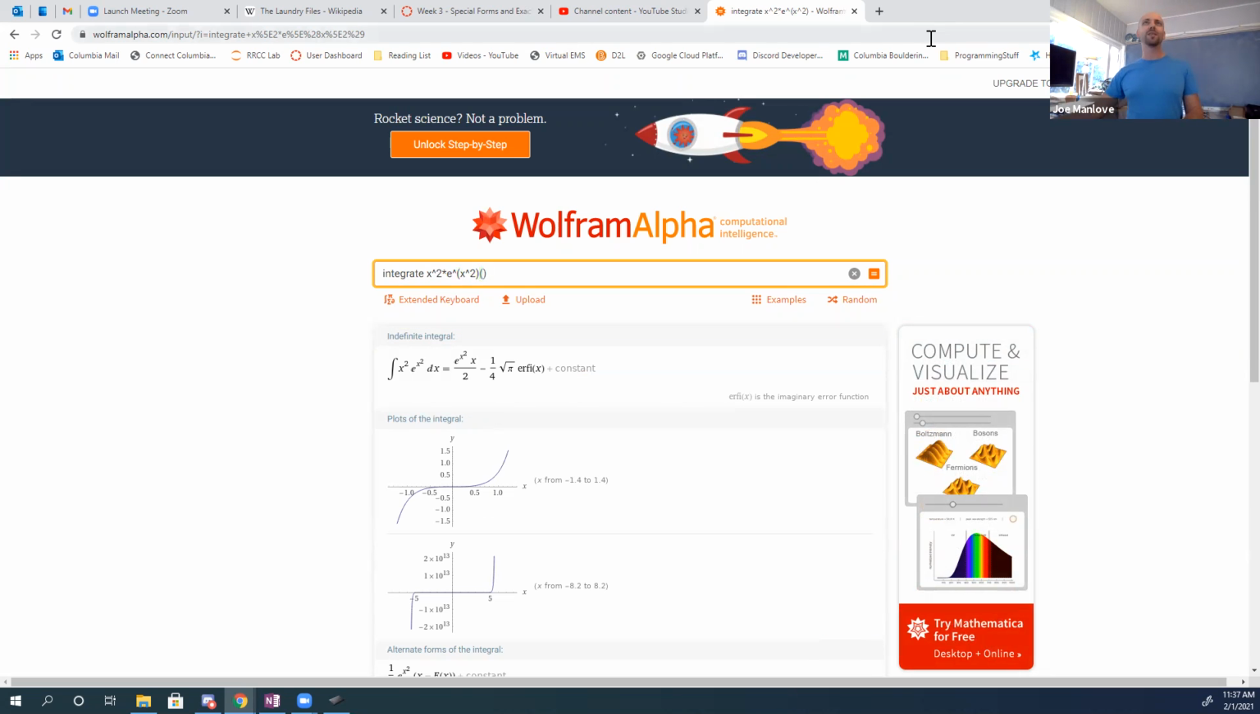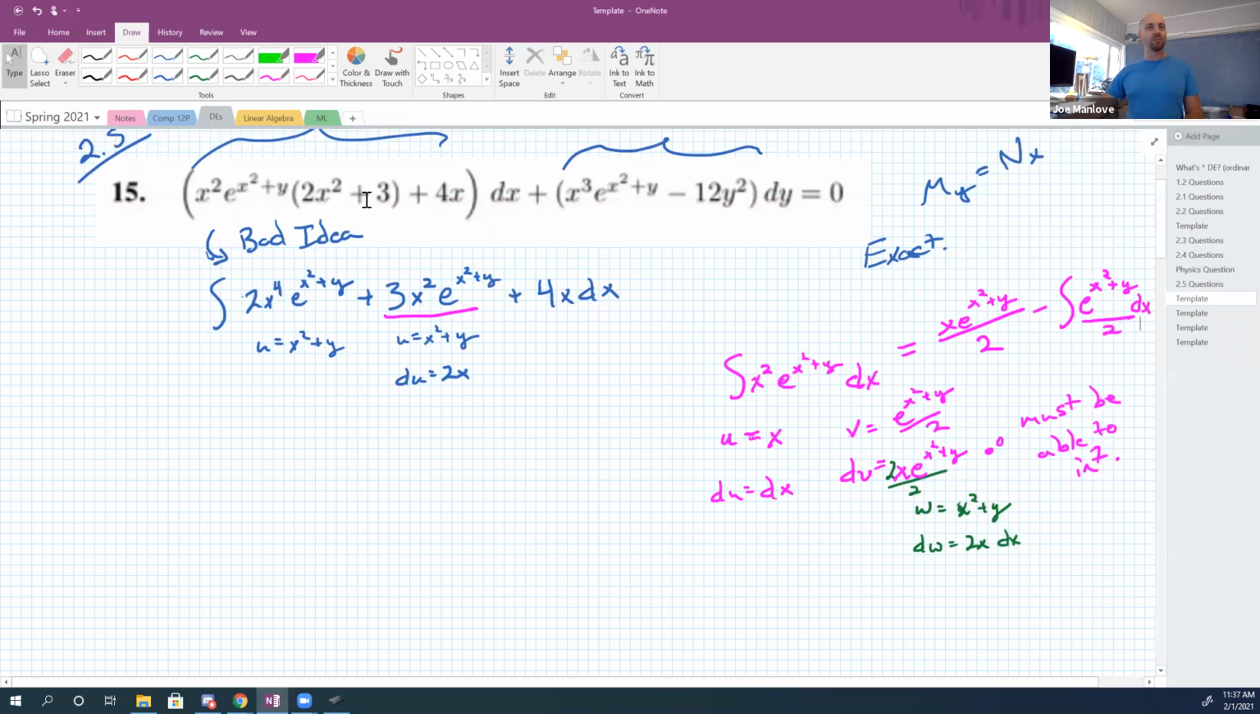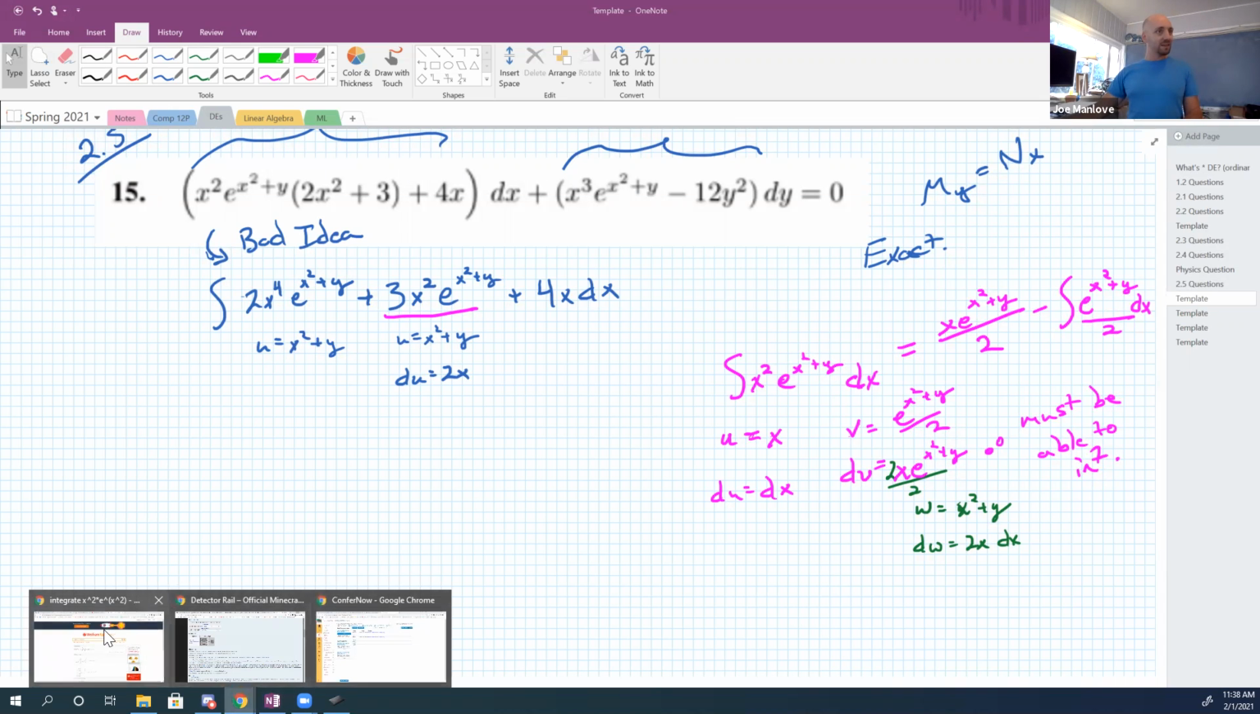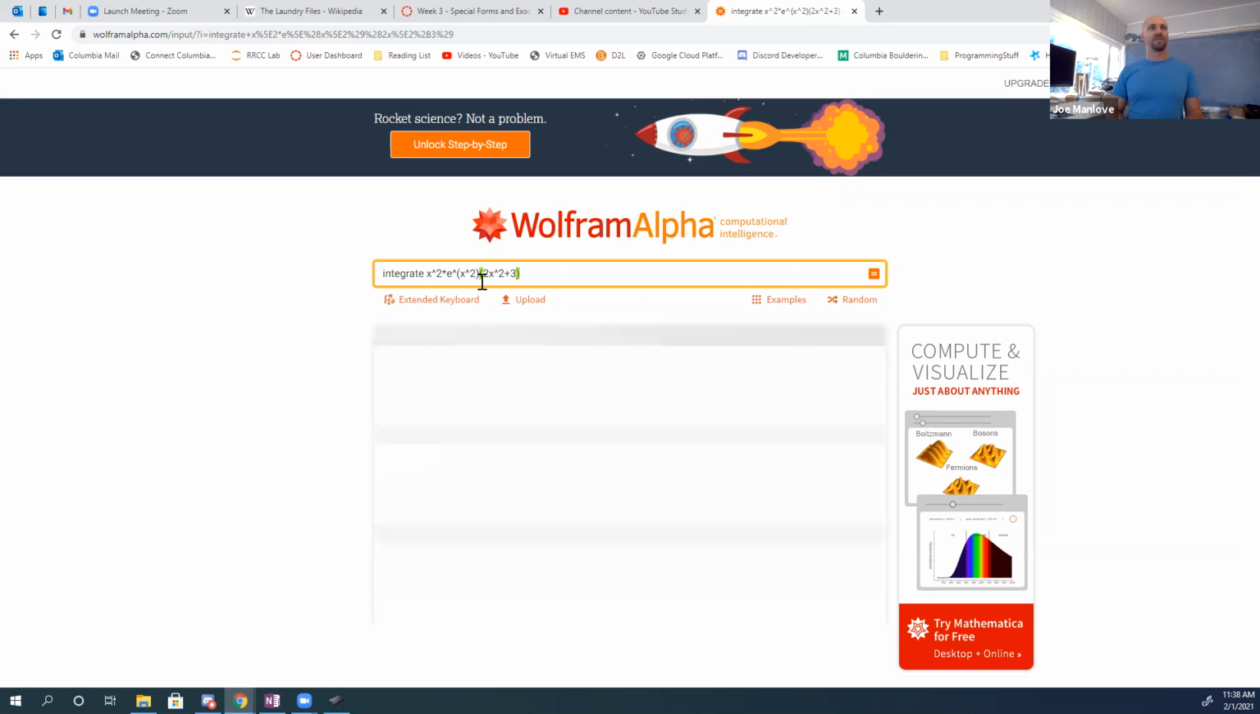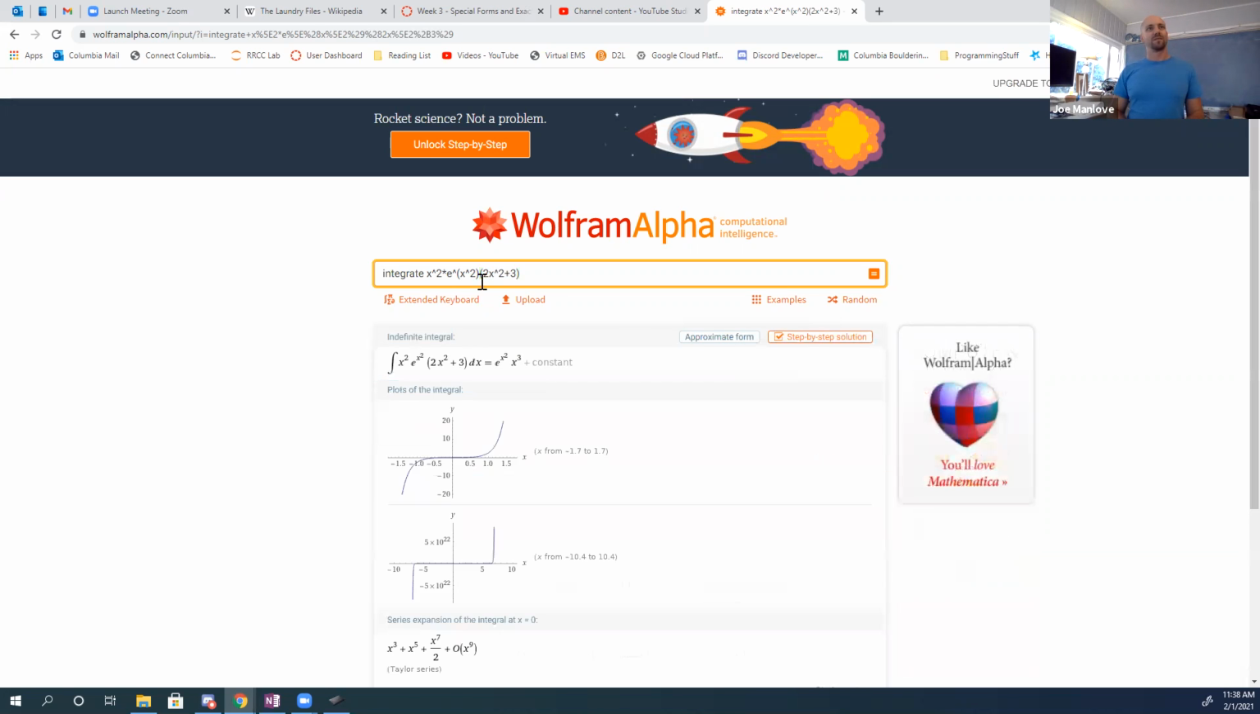What was the rest of that thing? So the rest of it was this 2x squared plus 3. So maybe the deal is just that I needed that? Oh, see, that's cheating. You guys see that? You needed the whole thing. How was I supposed to see that? Well, if I'd integrated the other one, I would have seen that.